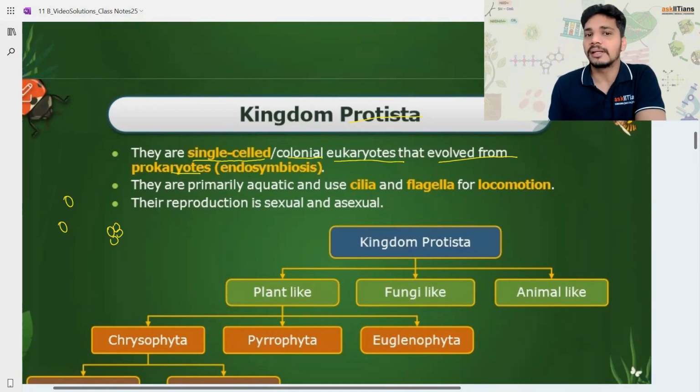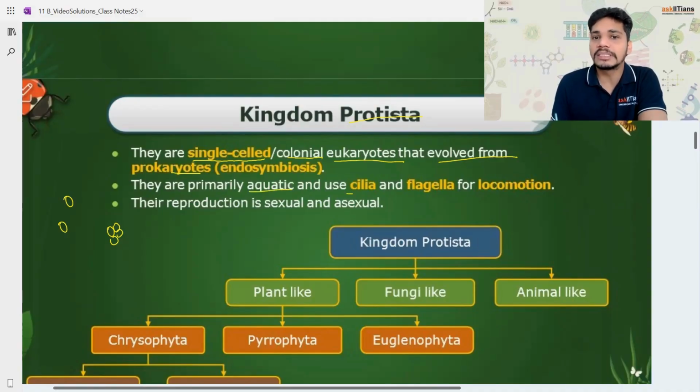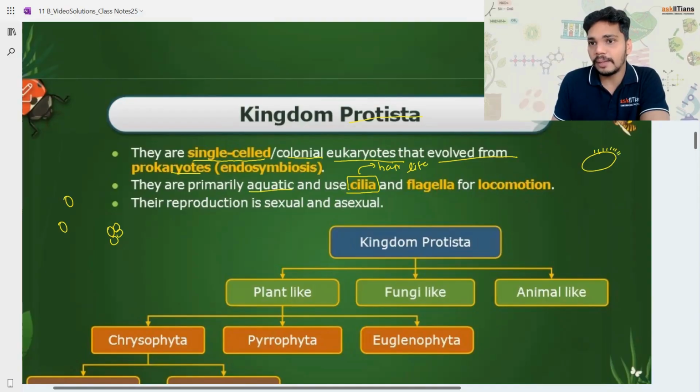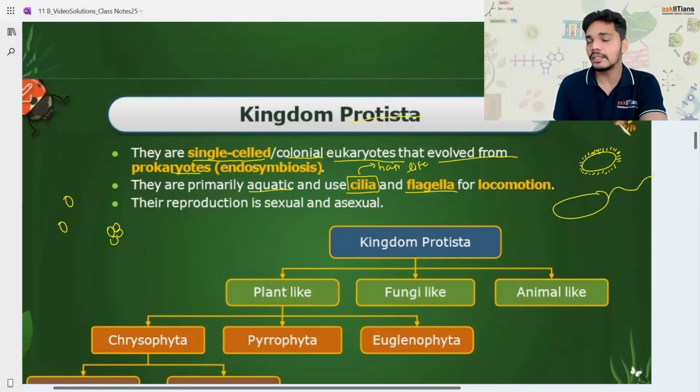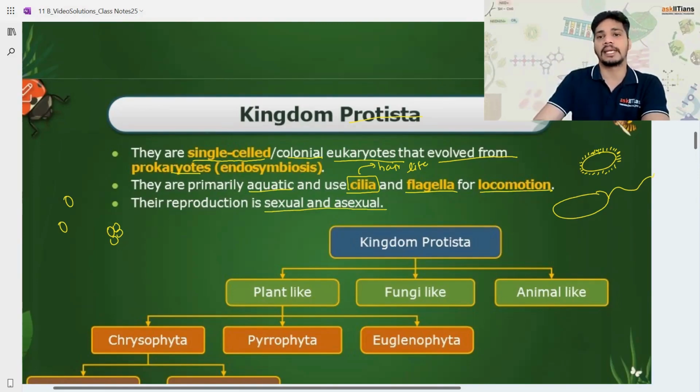They are primarily aquatic and use cilia. Cilia, hair-like structure. Cilia is what? Hair-like structure like this. We know the paramecium, yes, for locomotion. And flagella. Flagella is like one cell having this kind of structure. Cilia are very small, tiny hair-like structures for locomotion, moving here to there. Their reproduction is sexual and asexual. They follow both types.